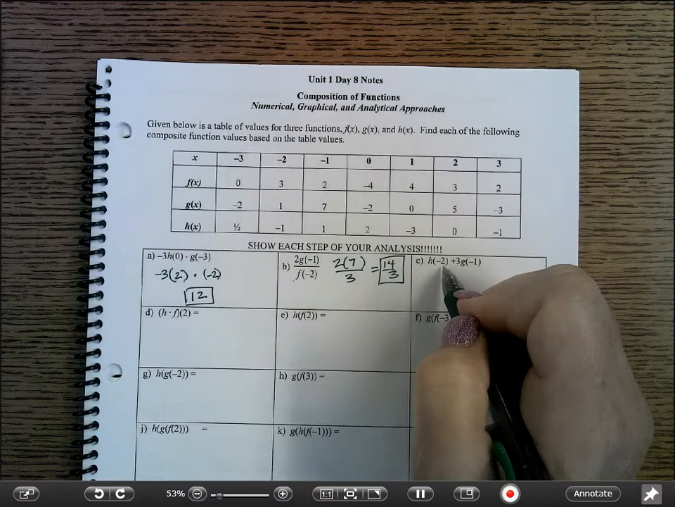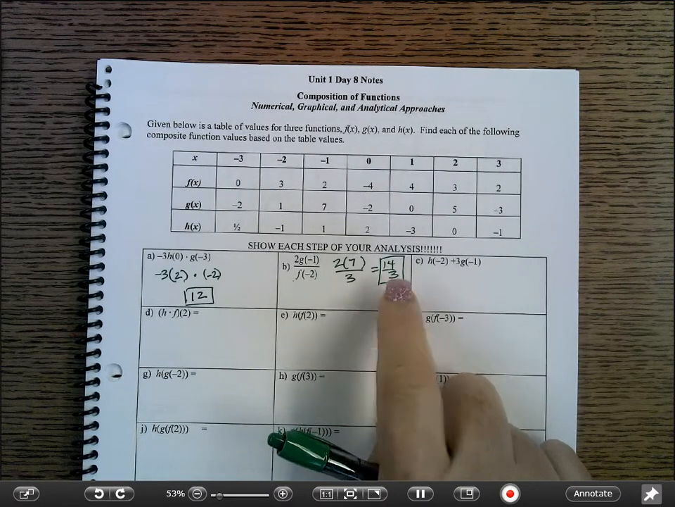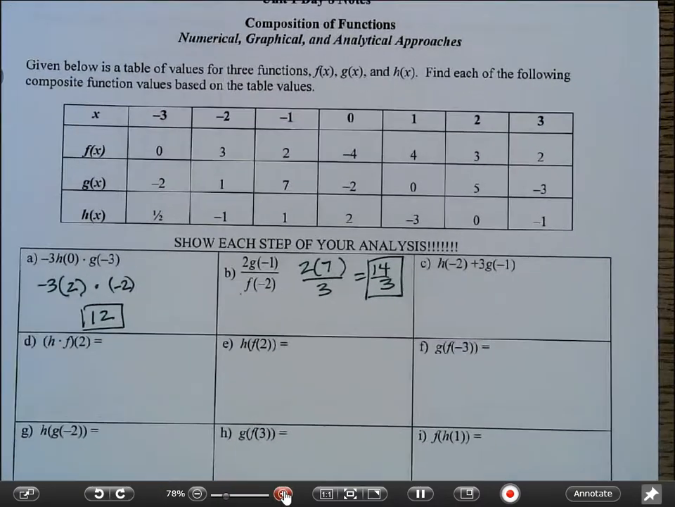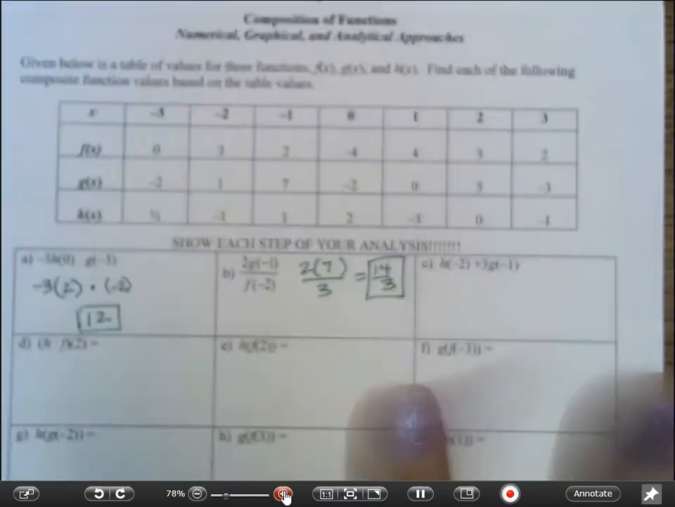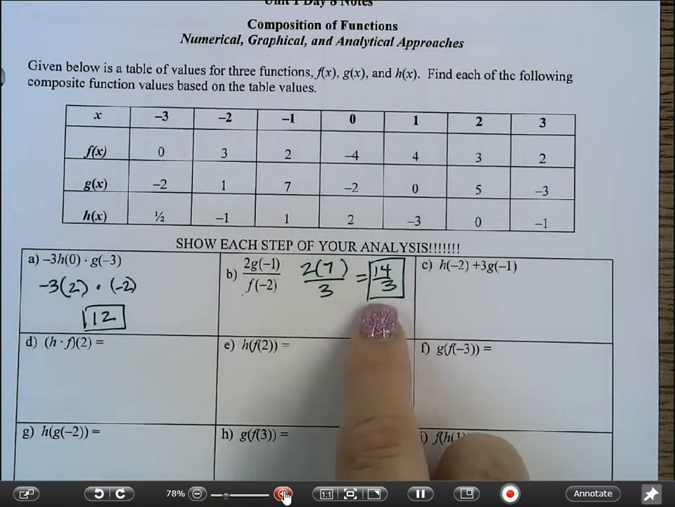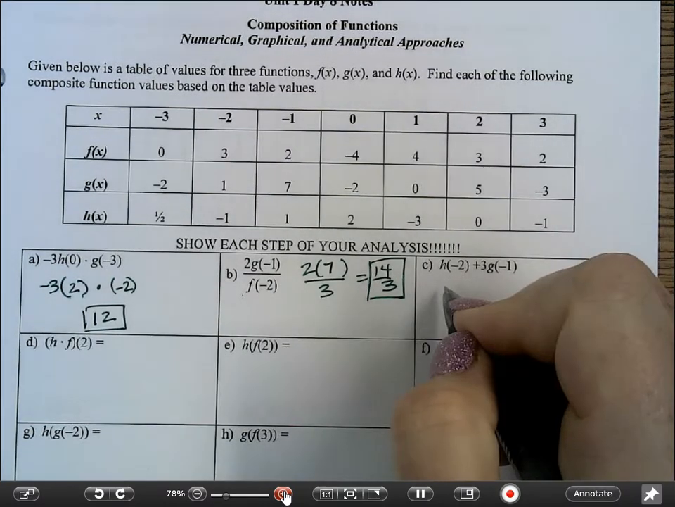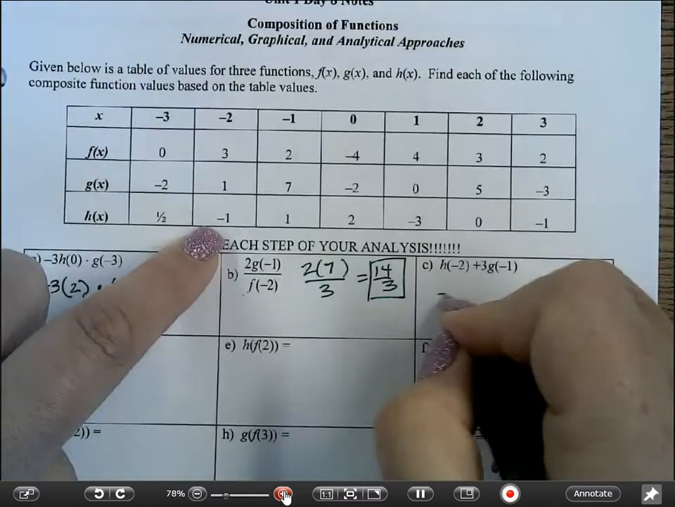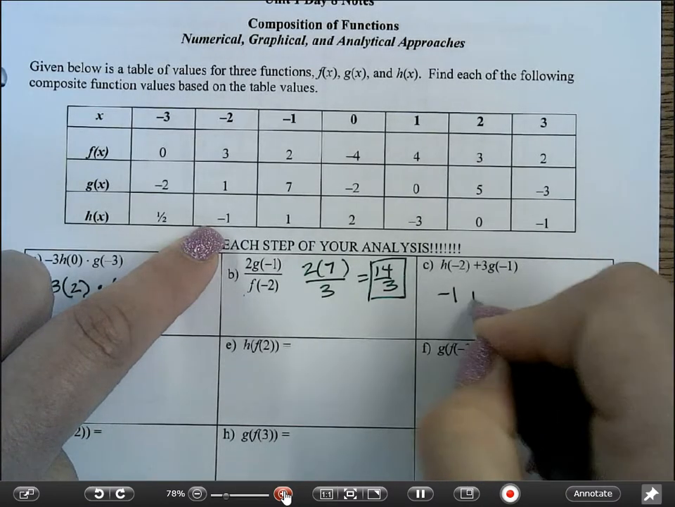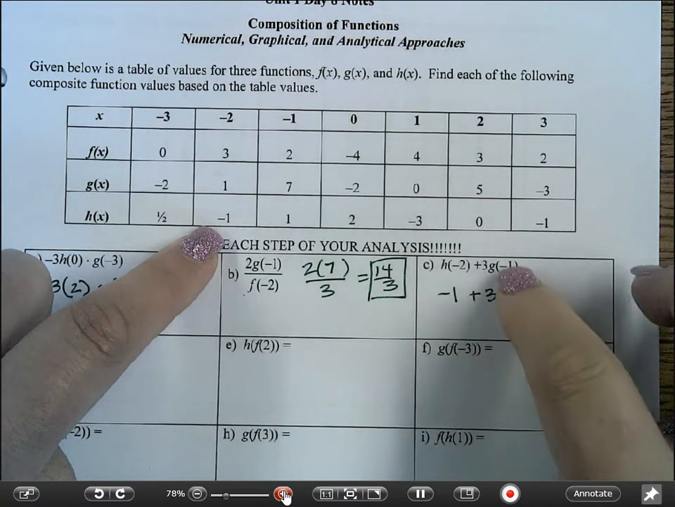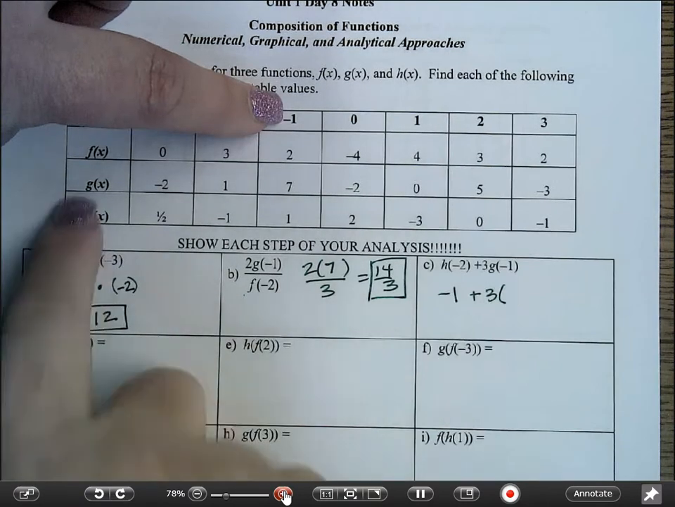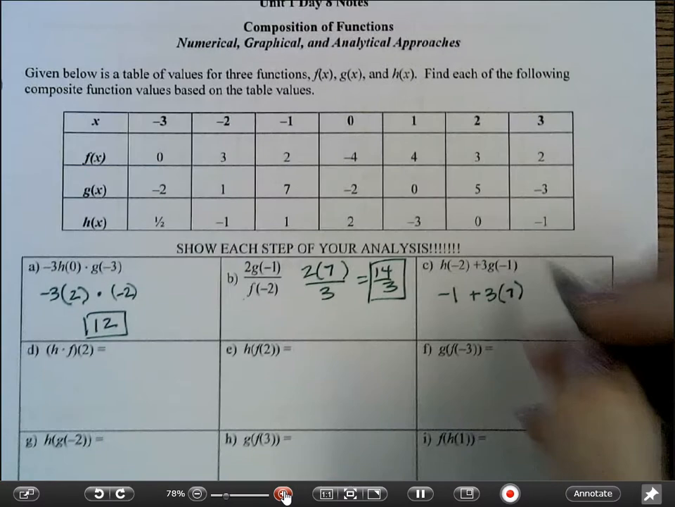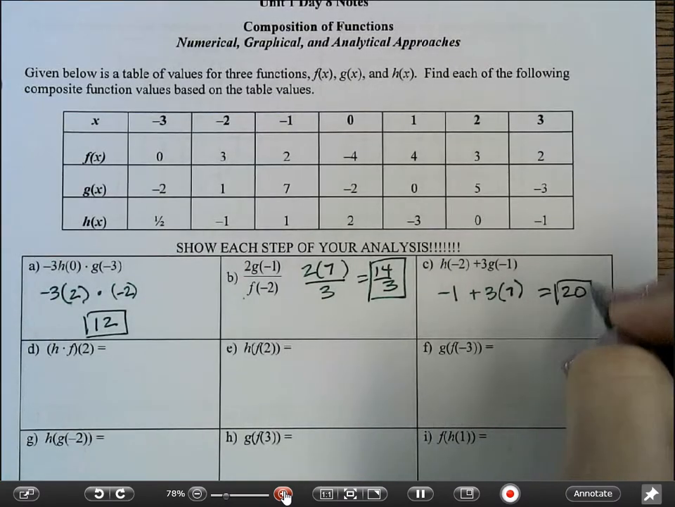H of negative 2, reduce if you can. This one, you can't reduce it, so I'm okay with improper fractions, but if it can be simplified, please do that. So h of negative 2, so we're looking at the y value of negative 1, plus 3 times when x is negative 1 into the g function, our y value is 7. So we end up with 20.